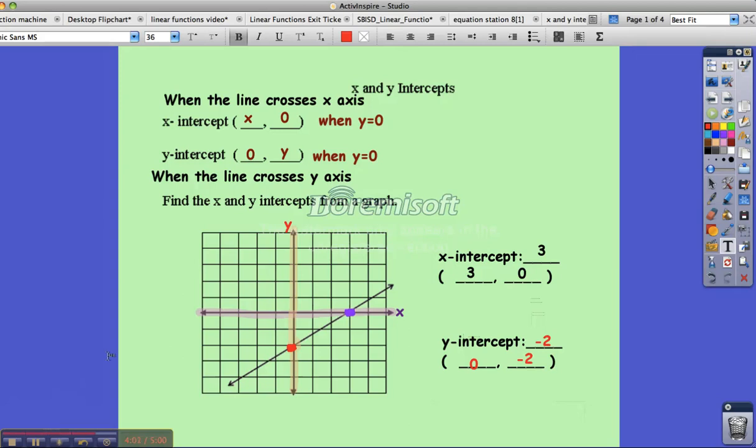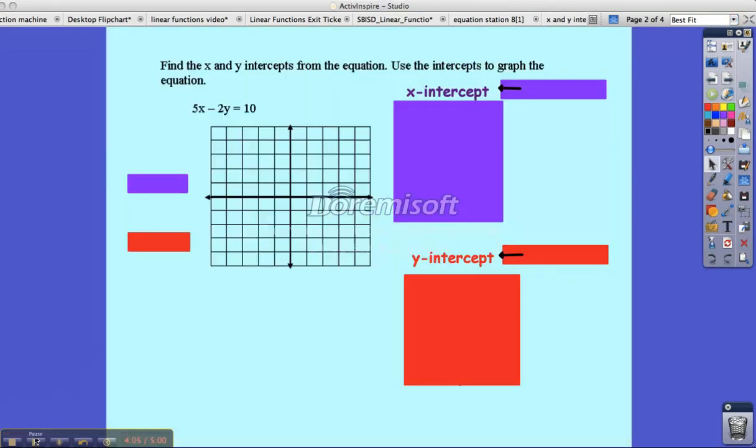Okay, so let's look at how we can do this from an equation. If you notice, this graph here is in standard form. We have 5x minus 2y equals 10. So it's in the form of ax plus by equals c. We're going to take this from standard form, and we're going to find the x-intercept and the y-intercept.